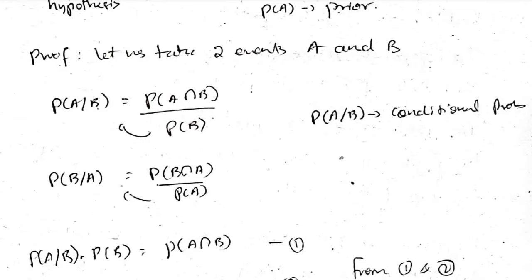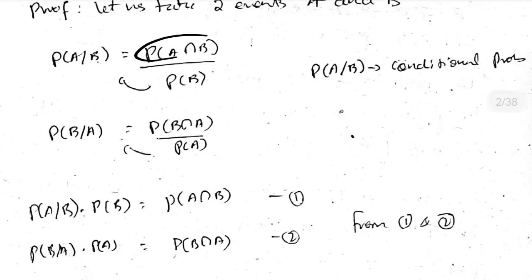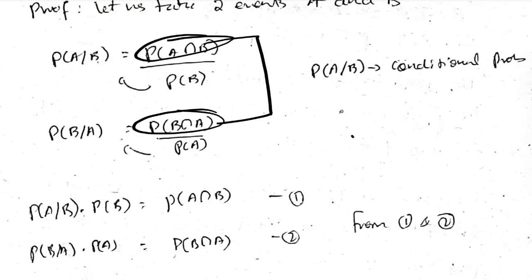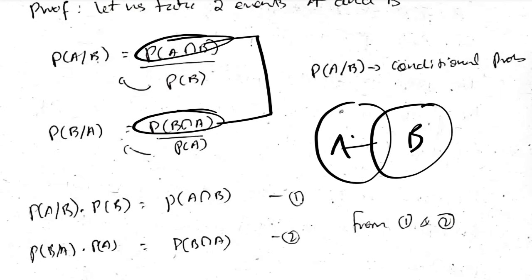After you have written this, you will cross multiply this with this one and this with this one. Then you will be remaining with probability of A intersection B here and probability of B intersection A here. As you already know, probability of A intersection B and B intersection A are both the same, right? If I draw A here and B here, what is probability of A intersection B? This. Now what is the probability of B intersection A? That is also the same thing.